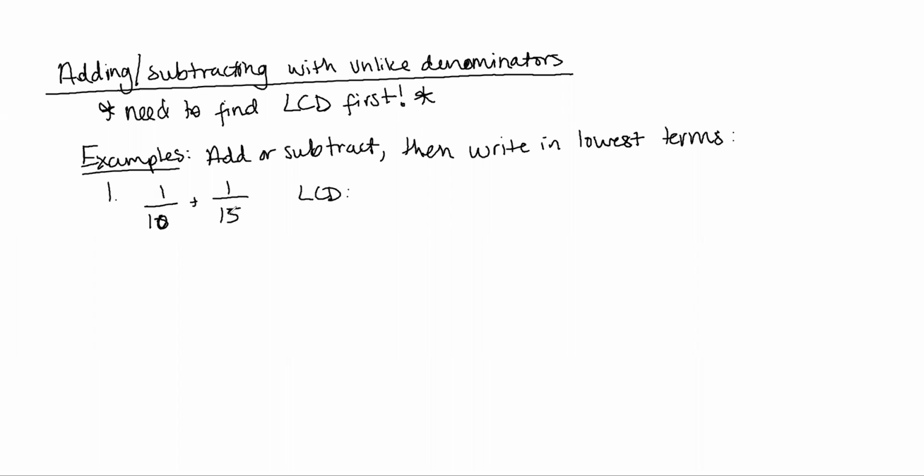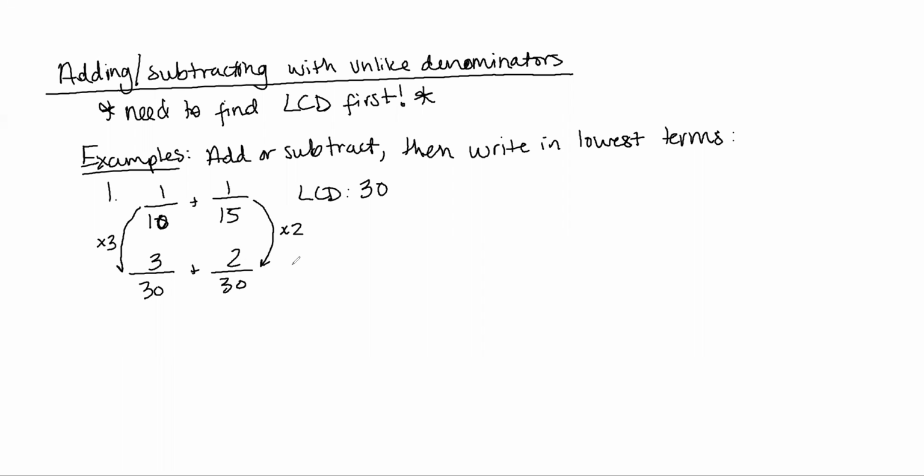Smallest number that 10 and 15 go into is 30. So I know that both of these need a 30 in their denominator. Now we're going to see what we want to multiply each one of these by. From 10 to 30, we multiply by 3. So 1 times 3 is 3. From 15 to 30, we multiply by 2. 1 times 2 is 2.